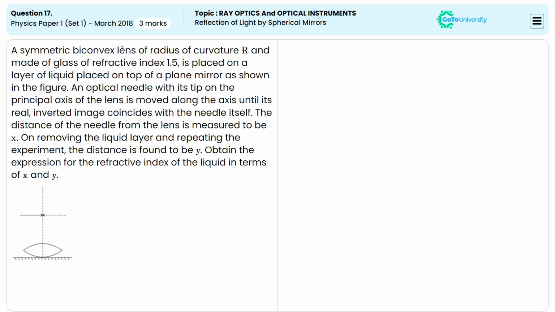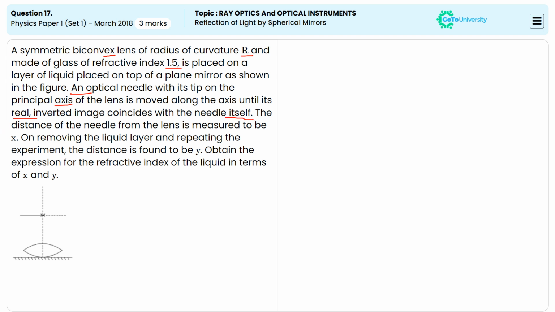A symmetric biconvex lens of radius of curvature r and made of glass of refractive index 1.5 is placed on a layer of liquid placed on top of a plane mirror as shown in the figure. An optical needle with its tip on the principal axis of the lens is moved along the axis until its real inverted image coincides with the needle itself.